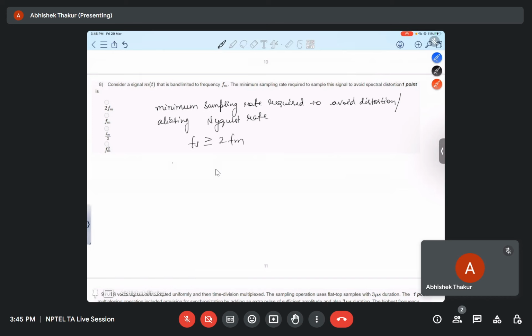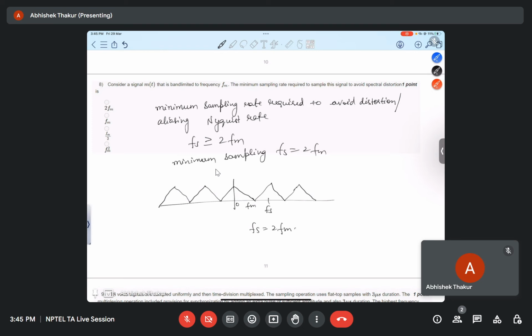So the minimum sampling rate is 2 Fm. Fs is equal to 2 Fm. Let's suppose this is the spectrum of the message signal. This is Fm. In this case only the distortion will be avoided and this will be the minimum sampling rate, because this is Fs, so this is again 2 Fm. So Fs should be equal to 2 Fm. The correct answer is option A, that is 2 Fm.